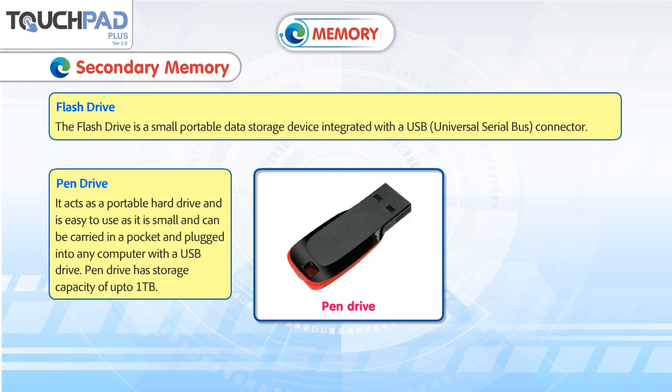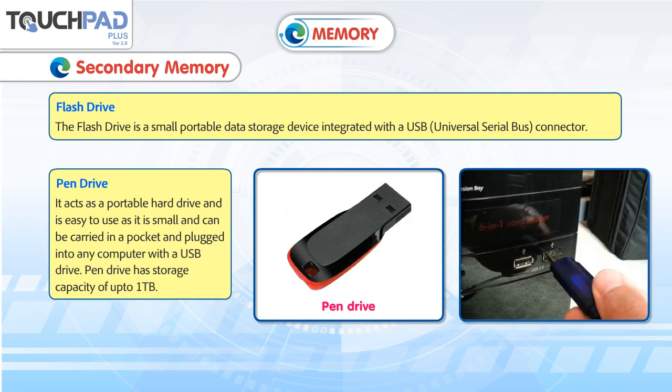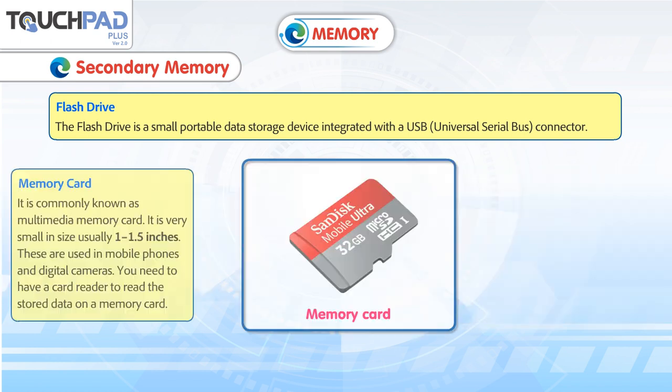Pen drive. It acts as a portable hard drive and is easy to use as it is small and can be carried in a pocket and plugged into any computer with a USB drive. Pen drive has storage capacity of up to 1 TB.